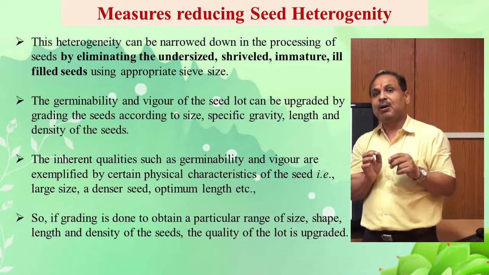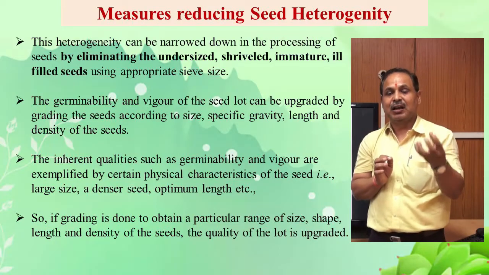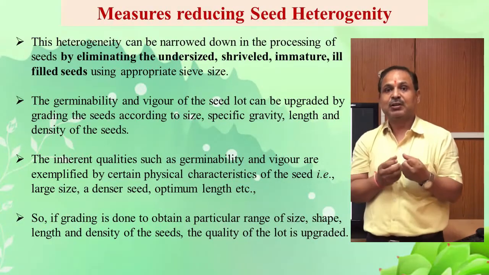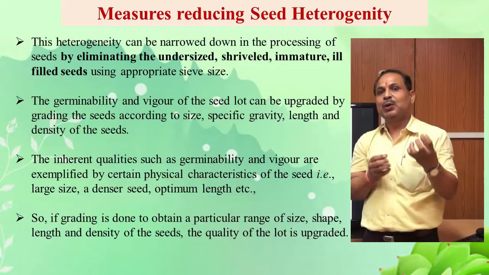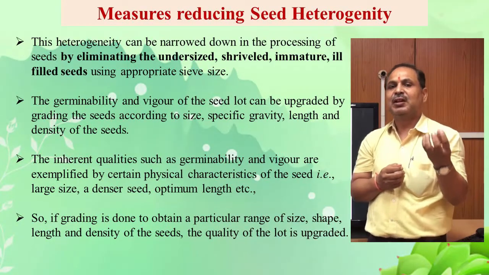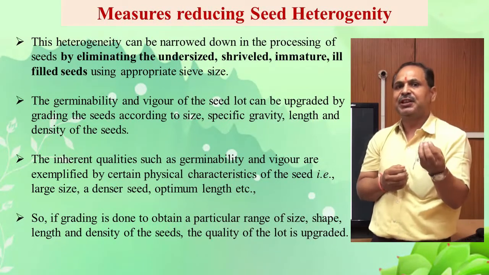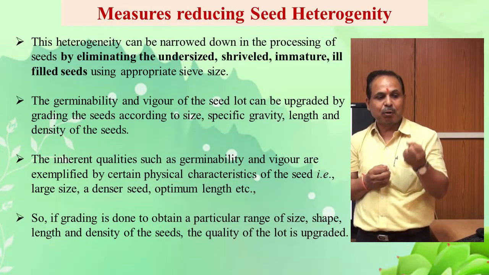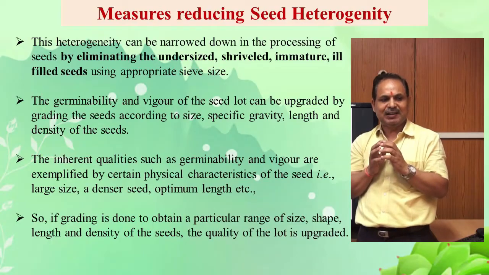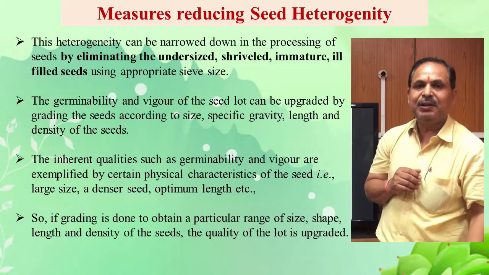What we are talking about is the seed in the case of potato. You will have large size tubers in the produce lot, but all those larger sizes will not be used for seed purposes. So there is a standard size of seeds. In the case of potatoes, we use 40 gram size tubers for a potato crop. So if grading is done to obtain a particular range of size, shape, length, and density of the seeds, the quality of the seed lot may be upgraded.